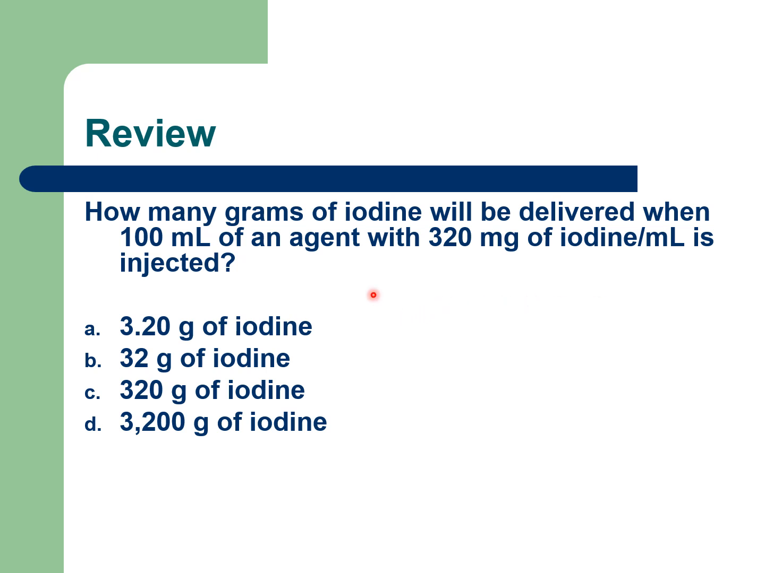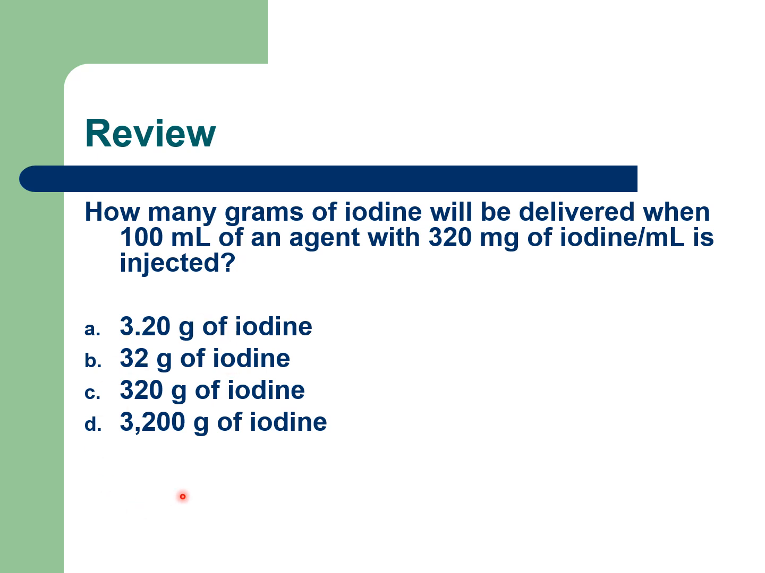So if we look at this, how would we figure out how much iodine a person is getting? How many grams of iodine will be delivered when we give 100 mL, think of a 250 cc syringe or a 100 mL syringe, and we're using an agent with 320 milligrams of iodine per mL? That's pretty simple. If we have 320 per mL and we have 100 mLs, we multiply 100 times 320. If you add zeros, that comes out to 32,000 milligrams.